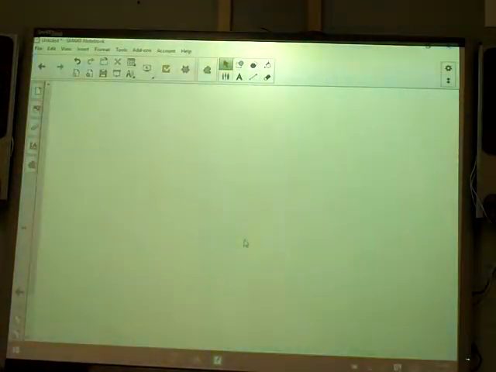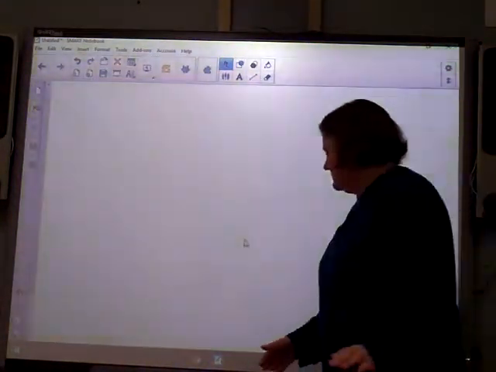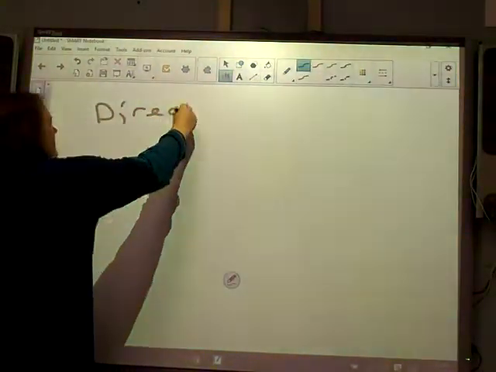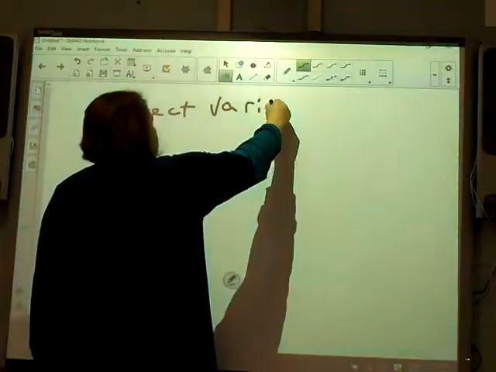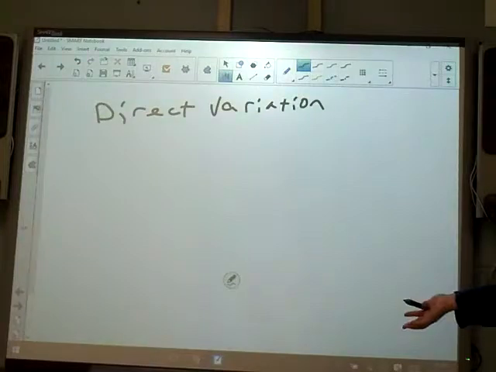All right. Three types of variations that we got to deal with. And we've done these in Algebra 2, but it's been a while. This is something first period didn't remember very well. First type is called direct. And there's going to be keywords for you. It'll say something varies directly as the other one.